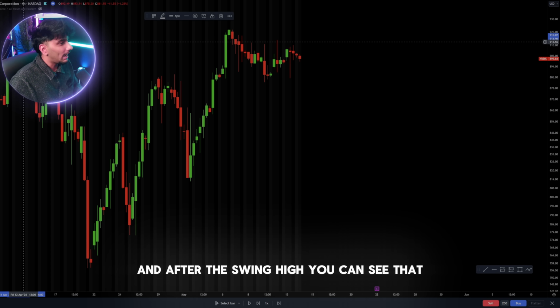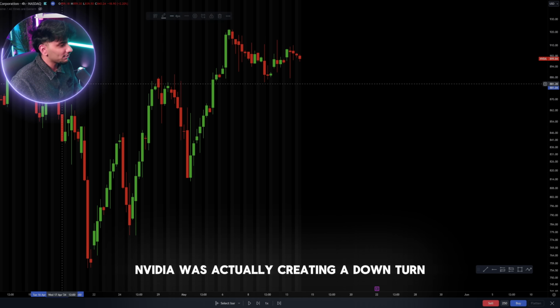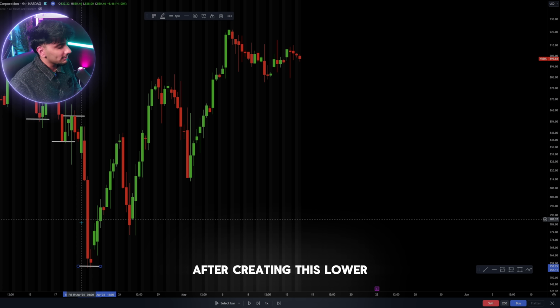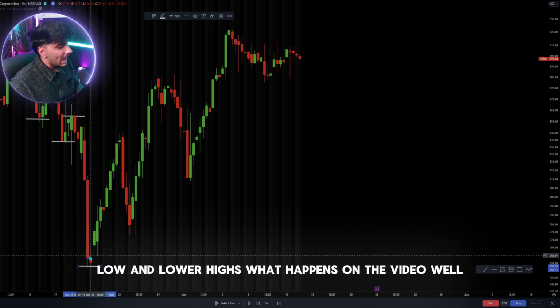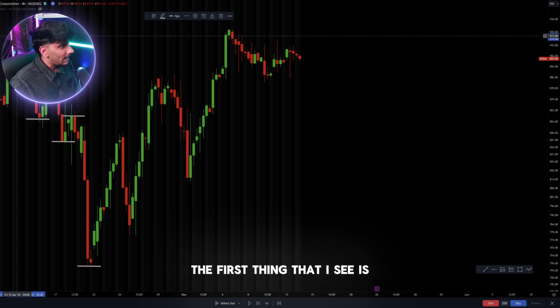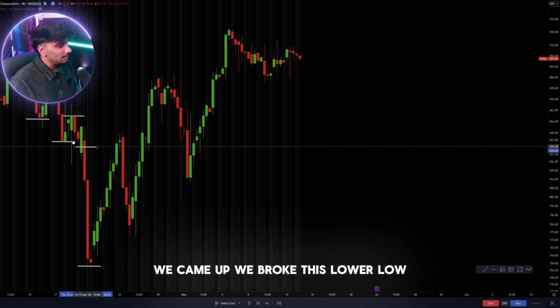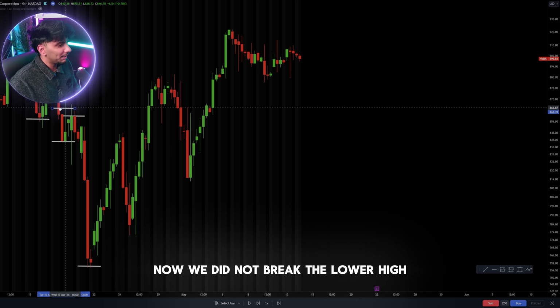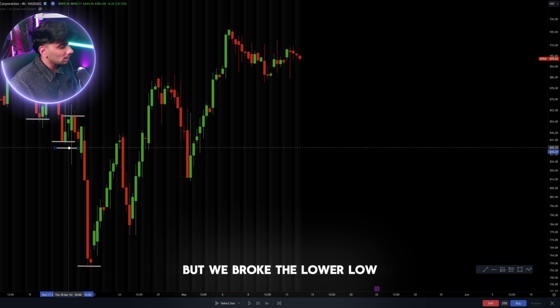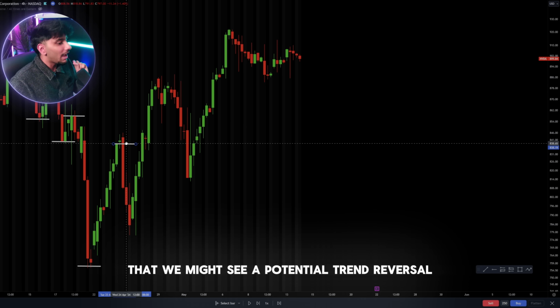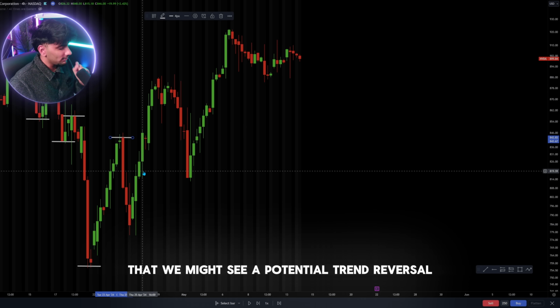And after the swing high, you can see that Nvidia was actually creating a downtrend. After creating this lower low and lower highs, what happens on Nvidia? Well, the first thing that I see is we actually broke back from this lower low. We came up, we broke this lower low. Now, we did not break the lower high, but we broke the lower low. So this is indicating to us that we might see a potential trend reversal.